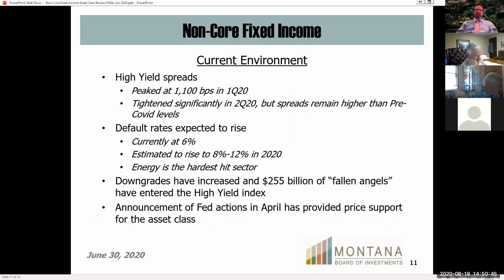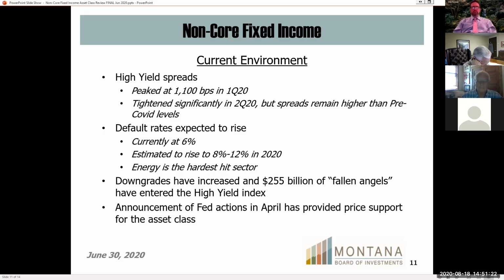Next slide is if you talk about the current environment. I have it labeled number 11. I think the hard copies may be a little off. But current environment, a lot has happened this year. High yield spreads peaked at 1,100 basis points with the market sell-off. They tightened significantly in the second quarter, but spreads still are higher than their pre-COVID sell-off levels. Now they're around 500 basis points. They started the year in the 325 to 350 basis point range.